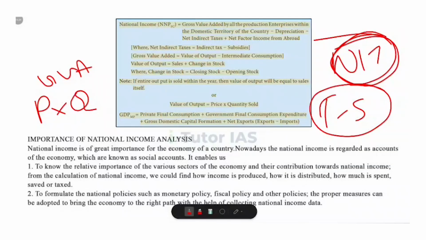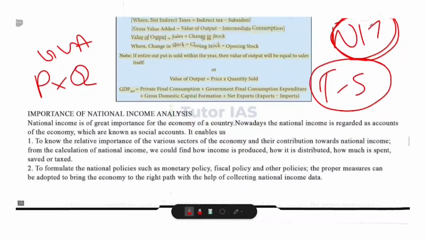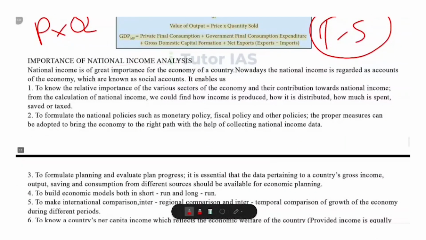GDP means consumption expenditure plus investment expenditure plus government expenditure plus net export. So national income is the total money value of all goods and services produced in a country during a year, after adjusting for taxes, subsidies and depreciation. Now, importance of national income analysis. Why is national income analysis important?